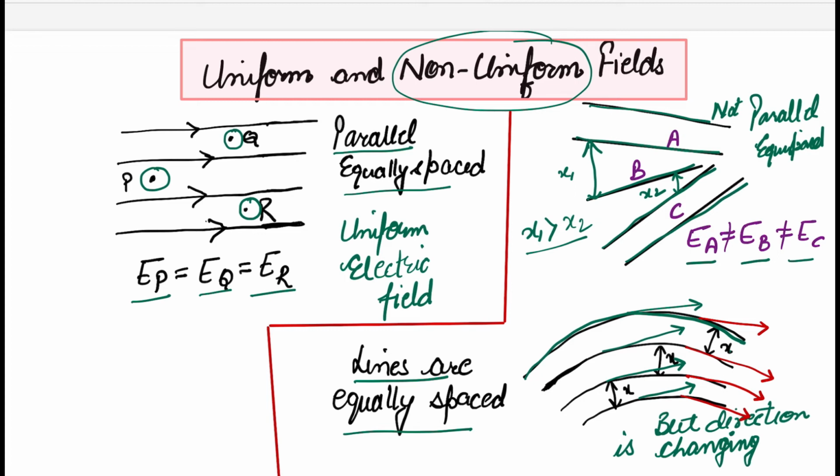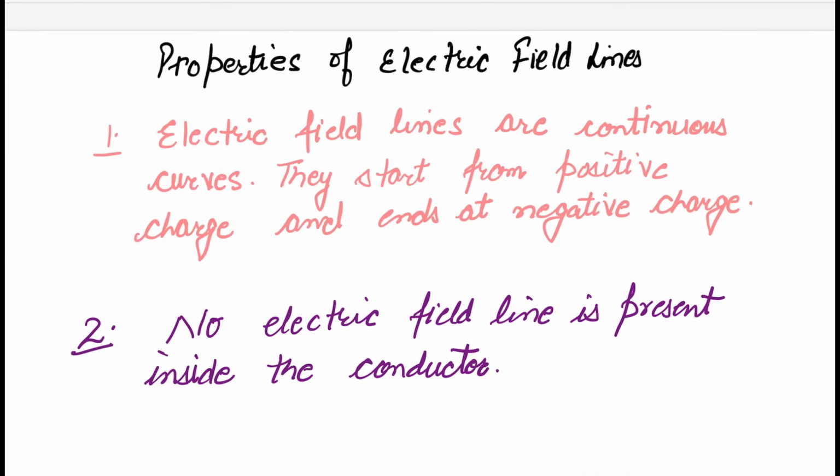If the direction is different and the electric field is a vector quantity, then the electric field is changing, and if it is changing, it is not uniform throughout, which means it is a non-uniform field. Next, electric field lines have the following properties. They are continuous curves. They start from the positive charge and end at the negative charge, which we saw while drawing the field lines of a dipole. They start from the plus Q charge and end at the minus Q charge.